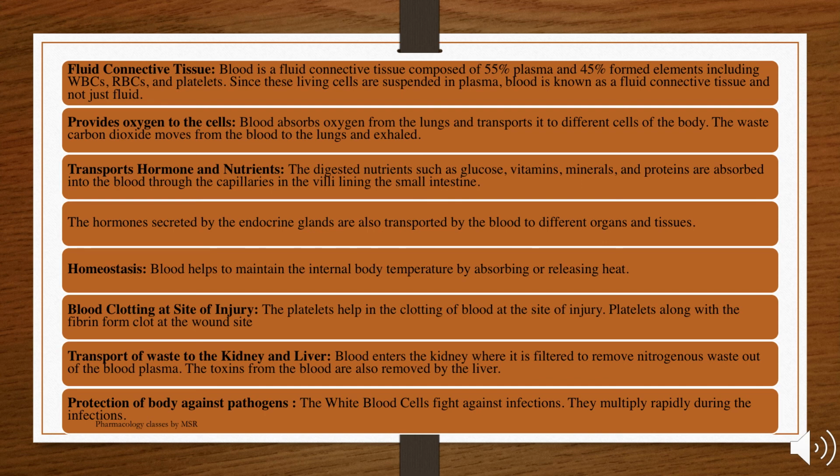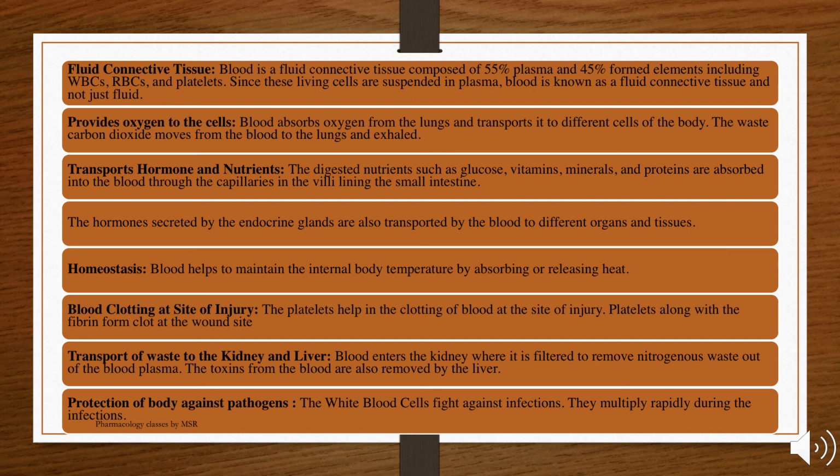And the third function is transporting the hormones and nutrients. Whatever digested nutrients are there, like glucose, vitamins, minerals, proteins, they are absorbed into the blood through the capillaries, through the villi which are present in the small intestine. And the hormones which are secreted by the endocrine glands are also transported to different tissues with the help of blood.